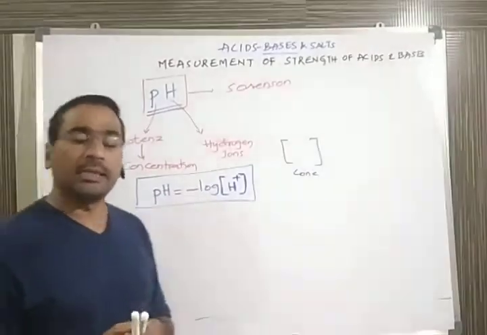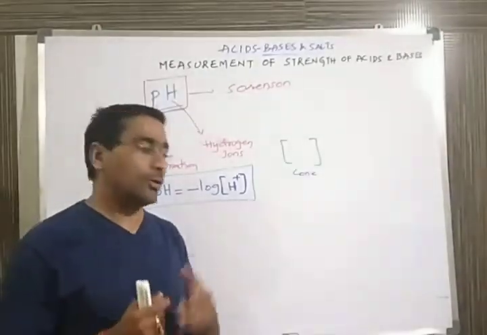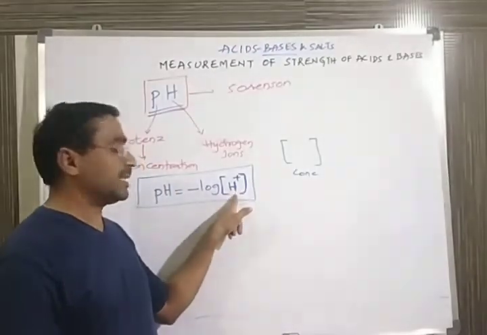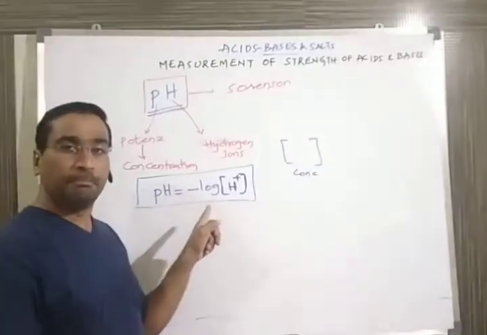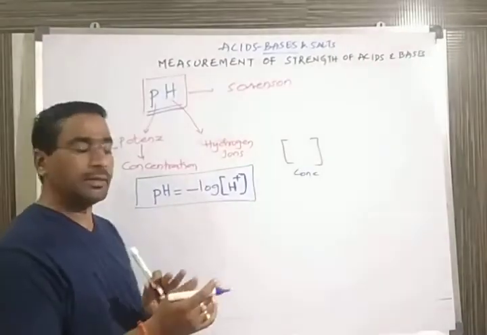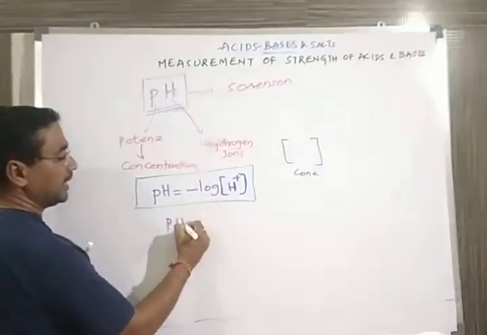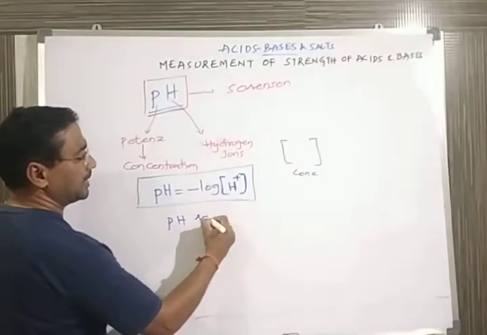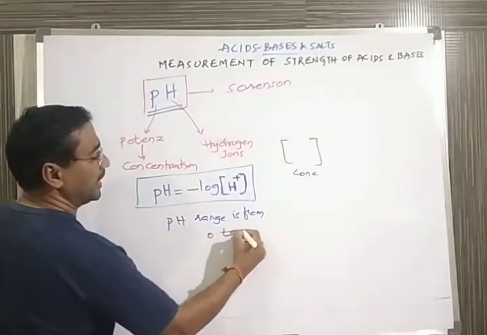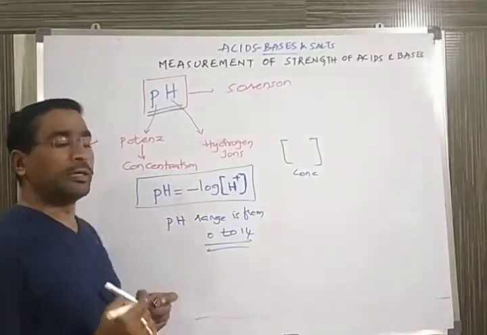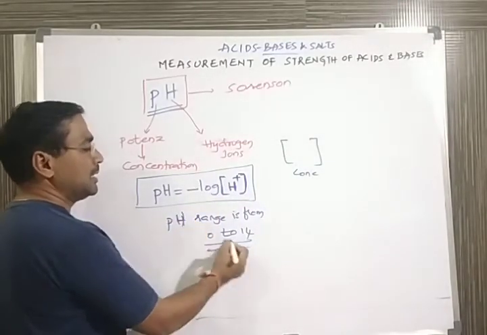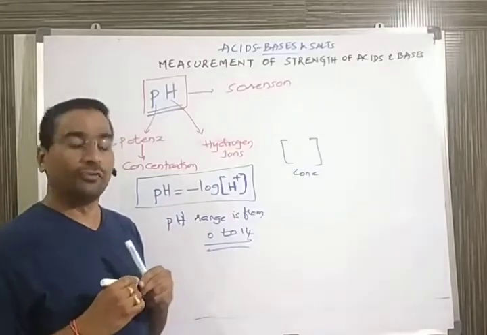Depending on the solution we are taking, whatever acid we are taking, and how much concentration it has, we will automatically get the pH. Generally, when they calculated this for different samples, the pH range was found to be from 0 to 14.